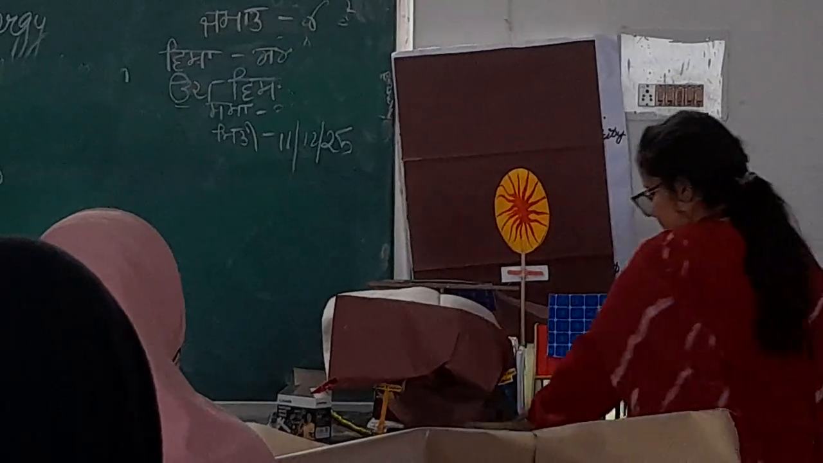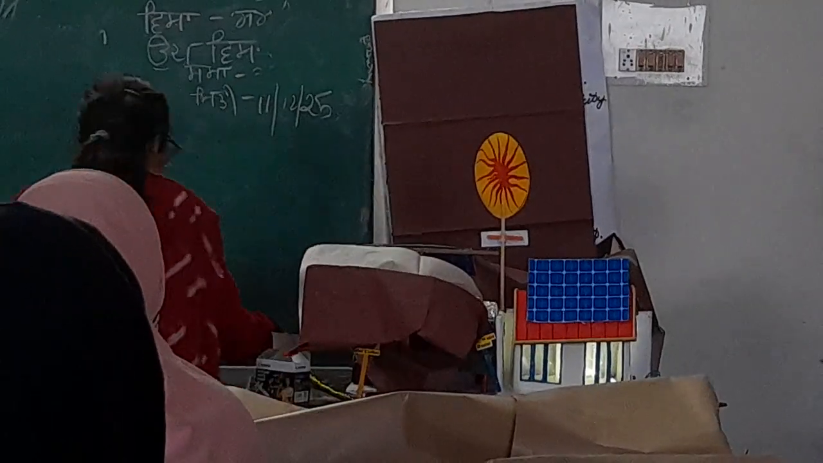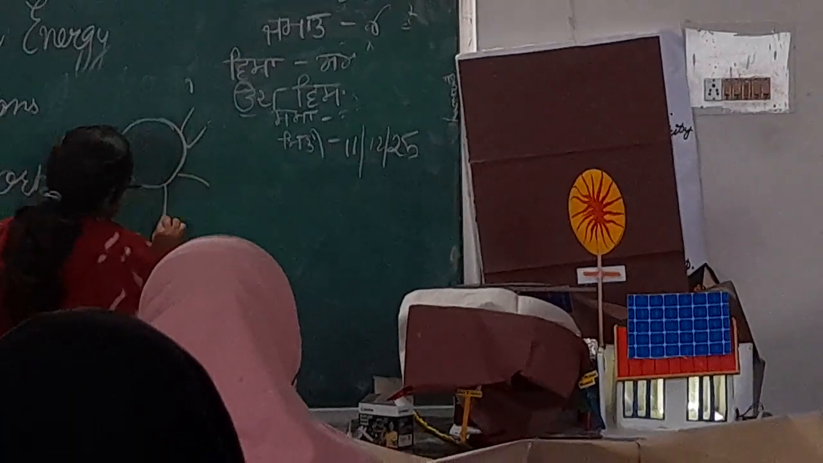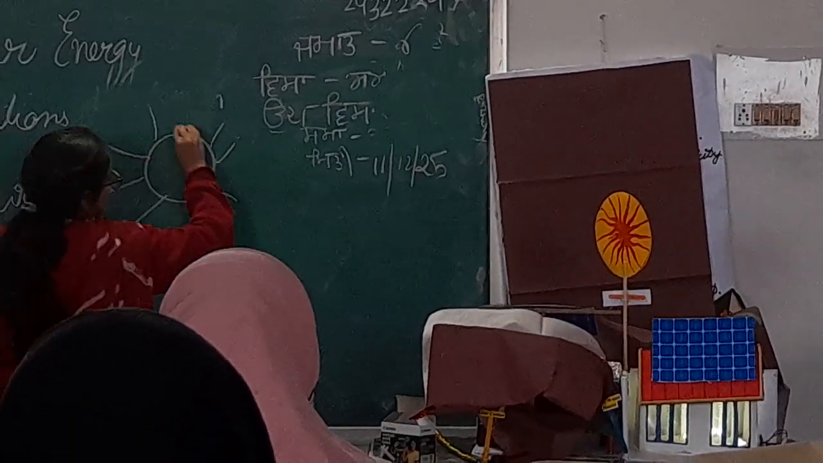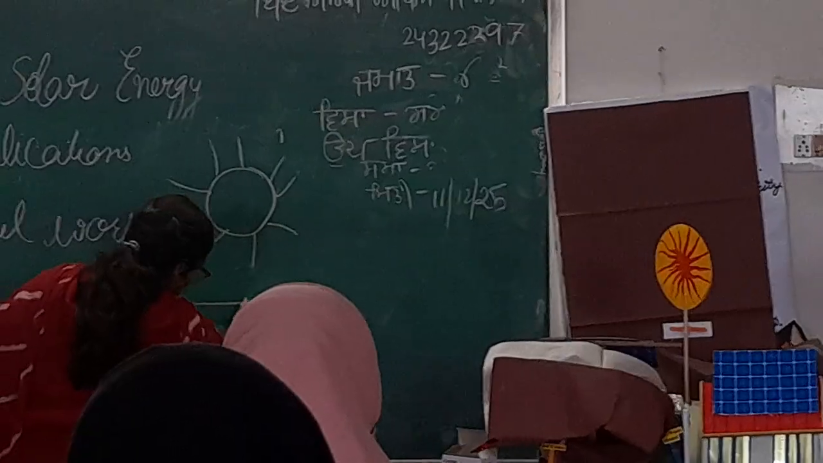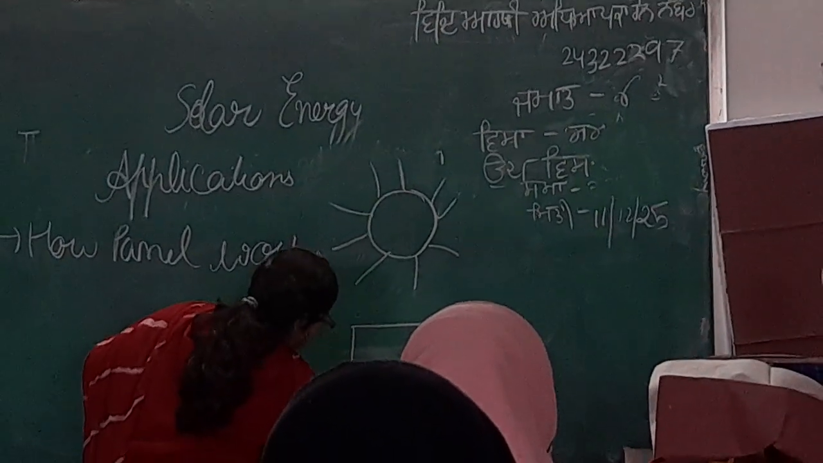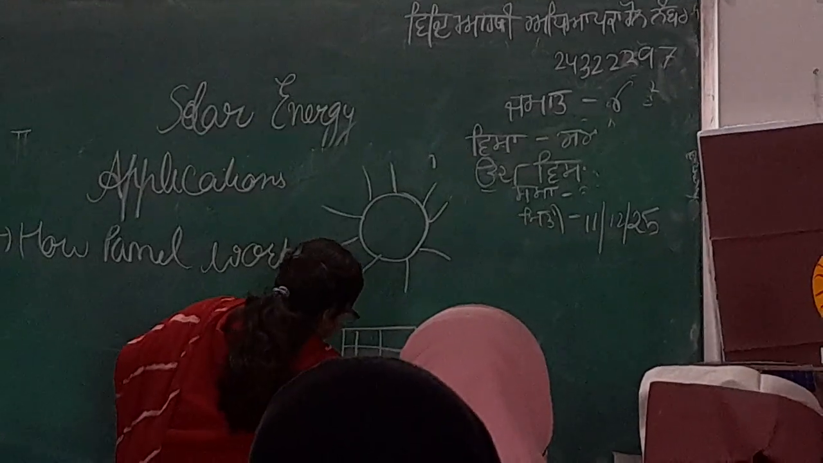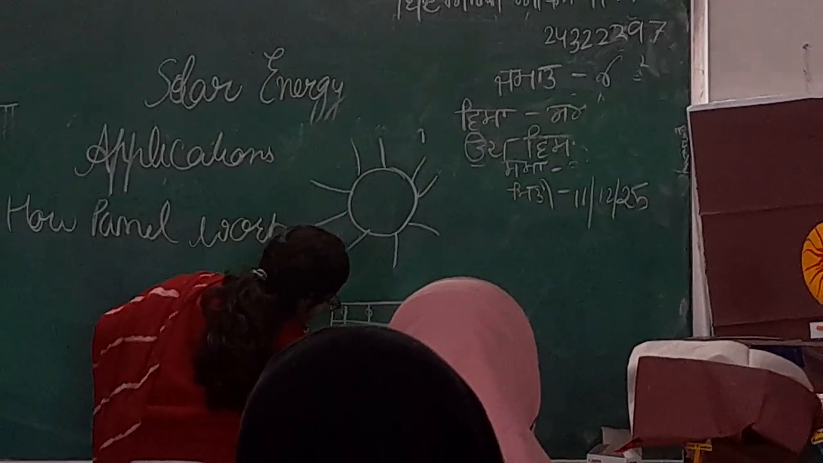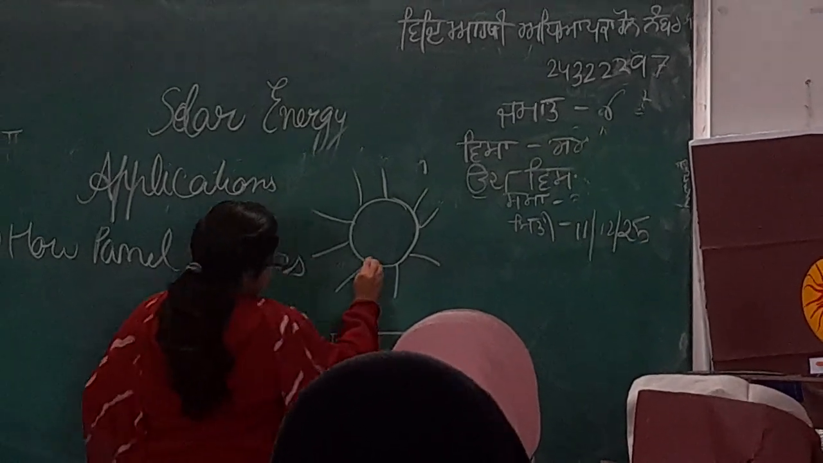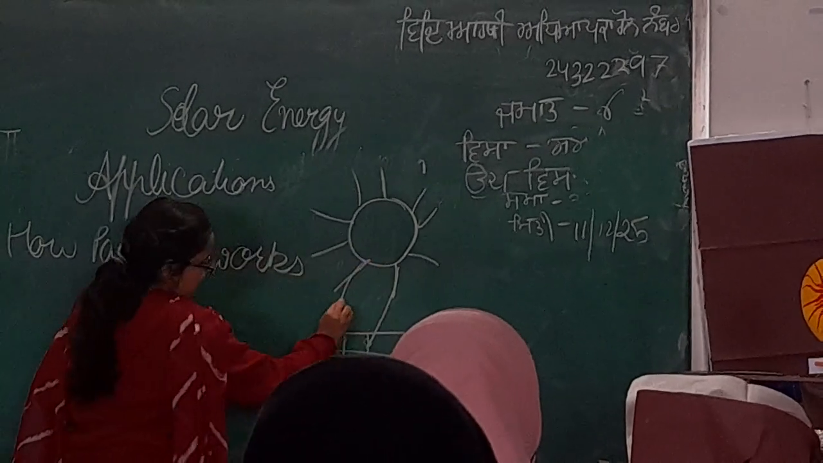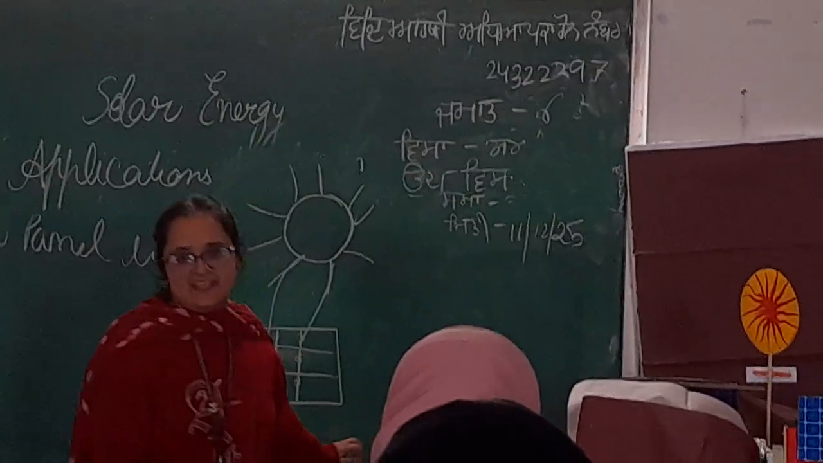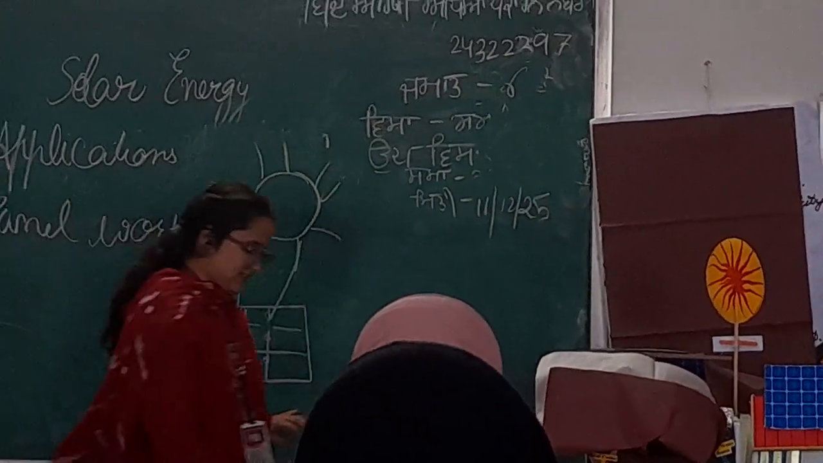So now look here. Suppose this is the sun here, and this is the panel. So when the sunlight falls, these cells trap sunlight and convert it into electricity.